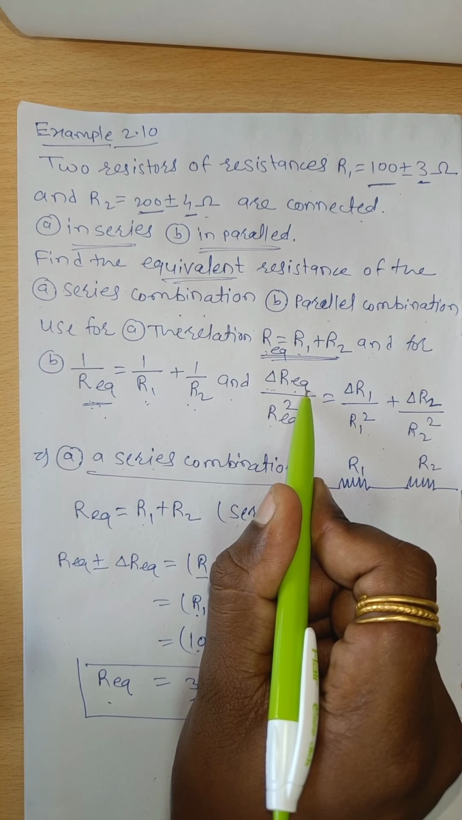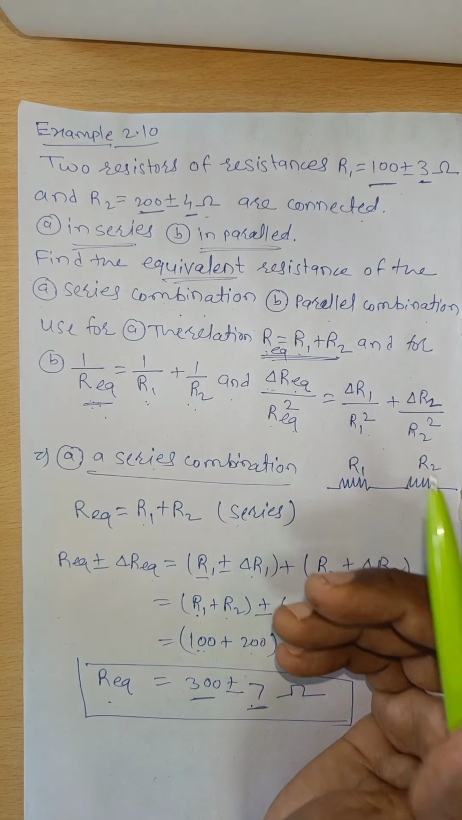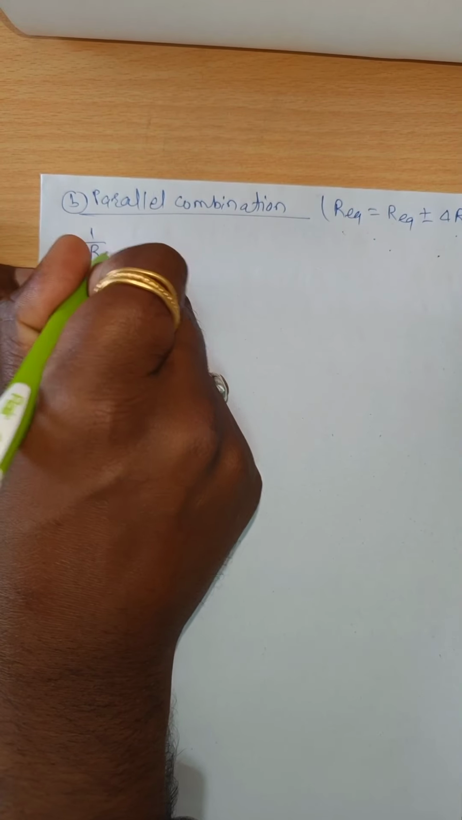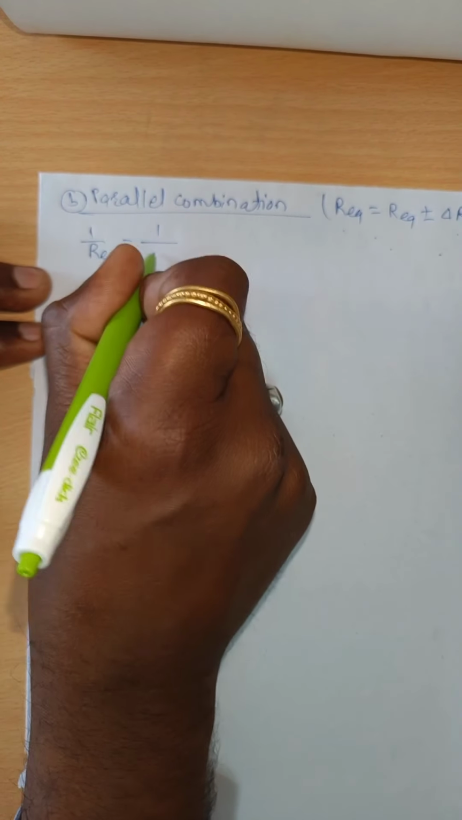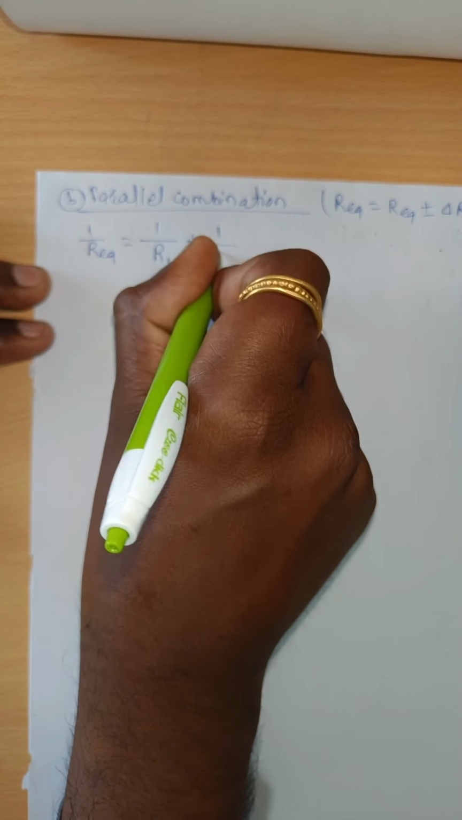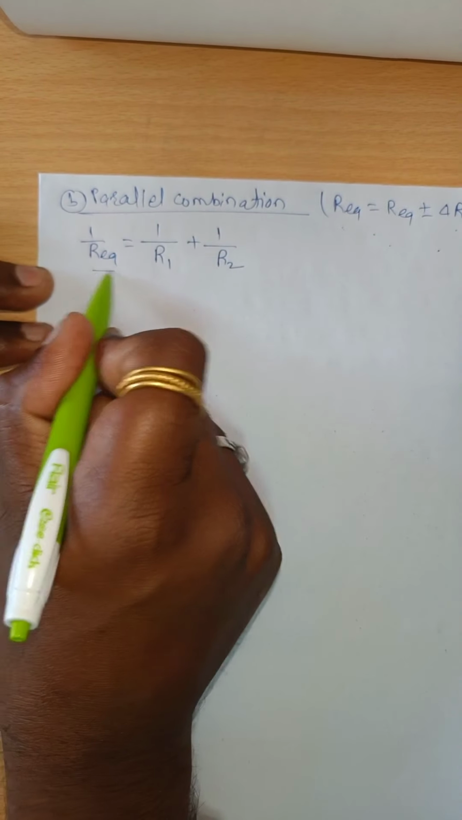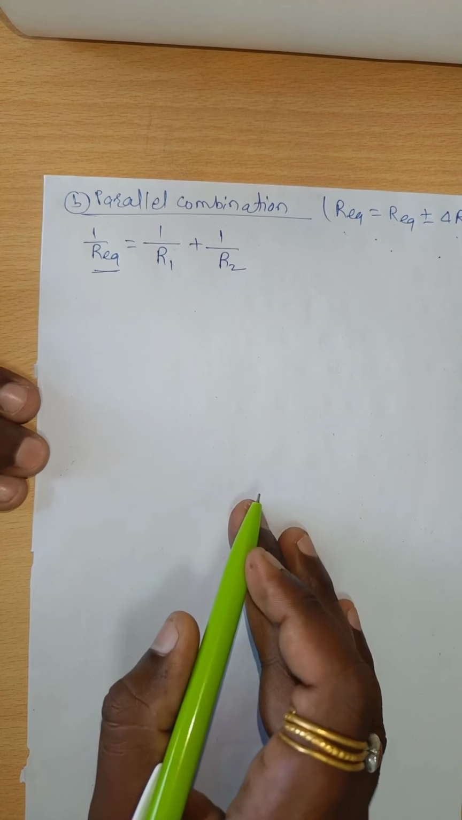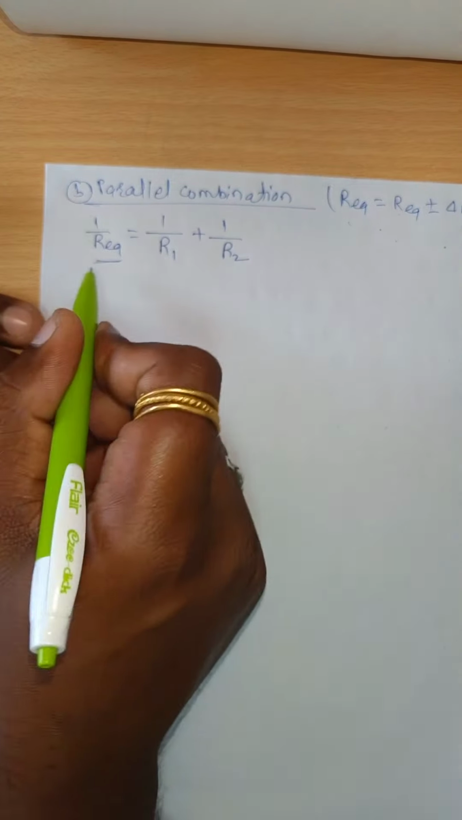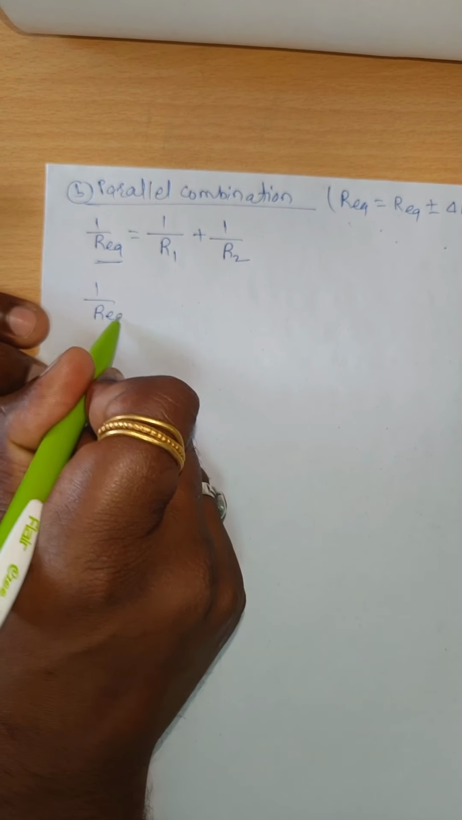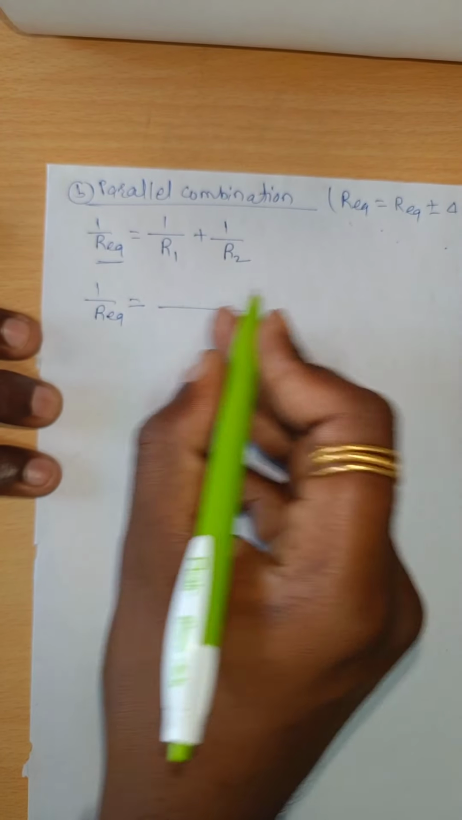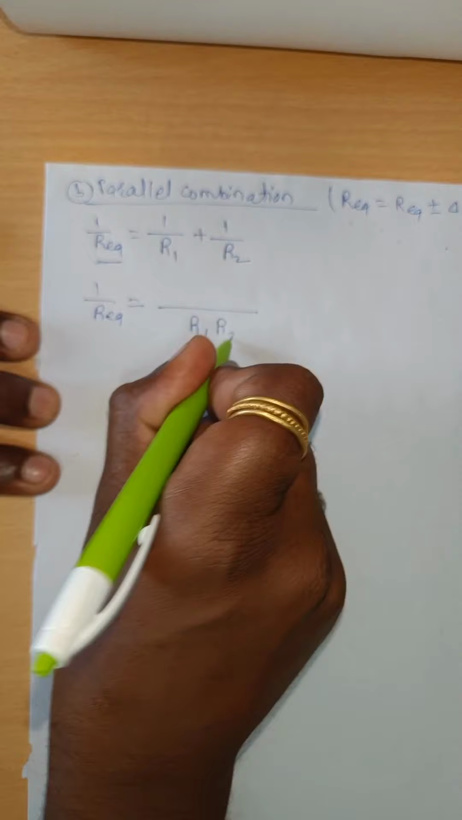Then combining both of these values we get the R equivalent value. Now, using the first formula, 1 by R equivalent is equal to 1 by R1 plus 1 by R2. Using this formula you have to determine the R equivalent value. This is the formula for parallel combination. Then 1 by R equivalent is equal to, now make the denominators the same, that is R1 into R2.